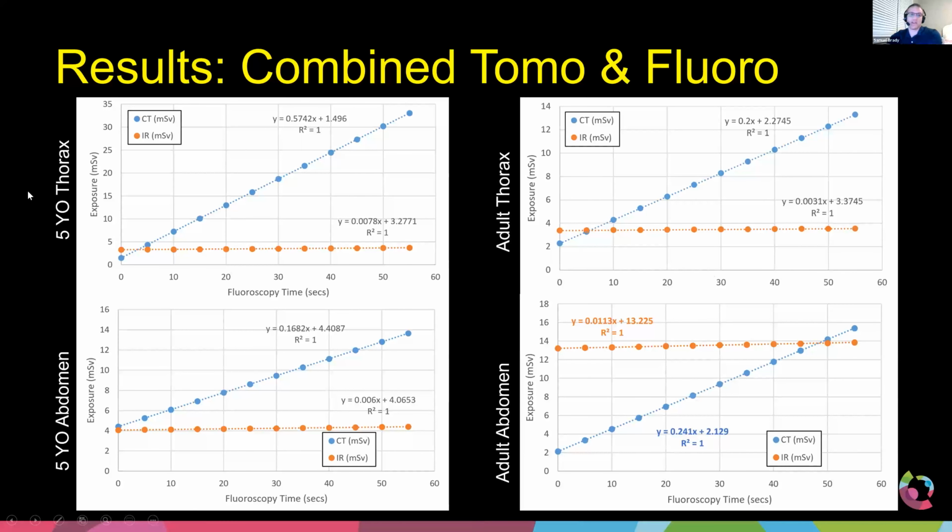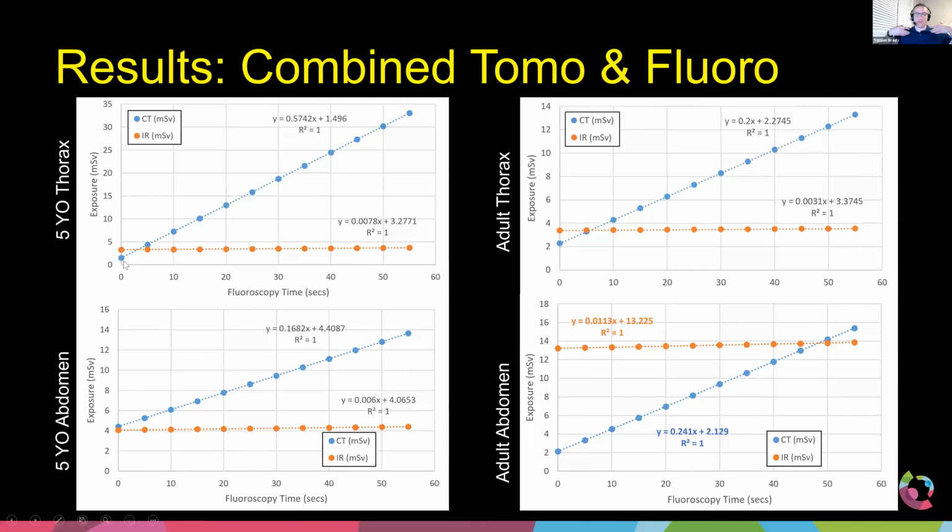So let's say for a 5-year-old, I go in and do 4 C-arm spins in whatever procedure I'm going to do. And then let's say I do 10 seconds of fluoro. So that's all that my procedure's done. My patient dose is going to be 4 millisieverts.